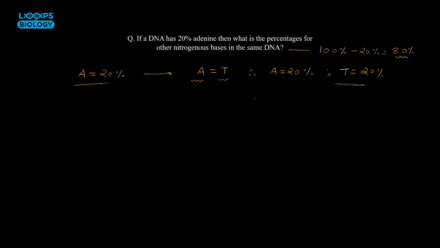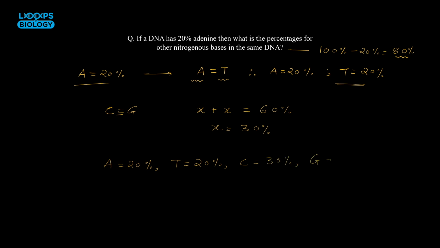So out of 100%, 40% is gone now. The remaining is cytosine, which bonds with guanine. So X plus X, because their numbers are the same, equals the remaining 60%. So X is equal to 30%. So when adenine is 20%, thymine is 20% again, cytosine is 30% and guanine is also 30%. This will be my answer for this question.